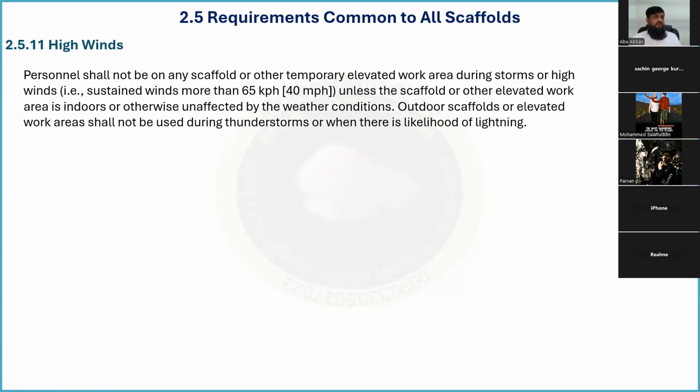Or again, person shall not be on a scaffold or other temporary elevated platform. It's not saying for erection. So keep in mind this 65 km per hour is a huge speed when it comes to scaffold erection. So practically it's not possible. 65 here is for work on a platform, an erected platform. Okay?